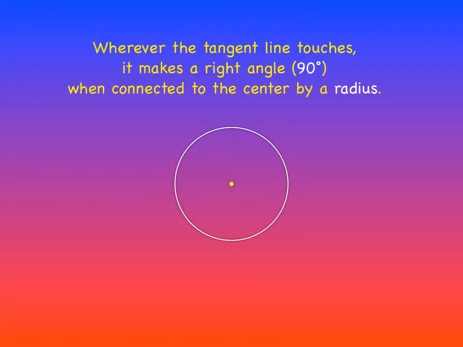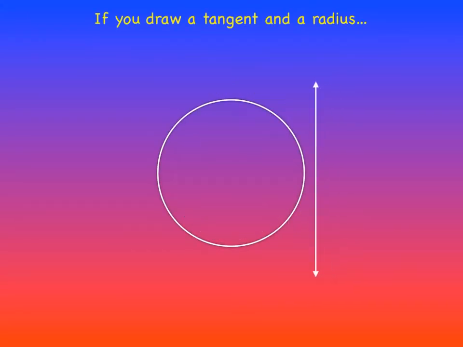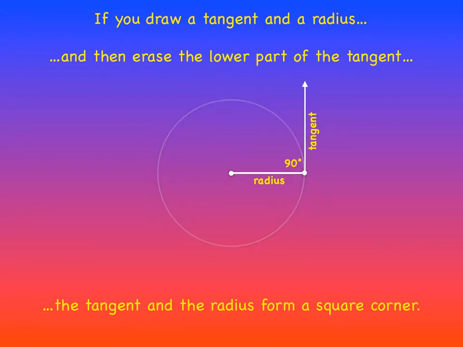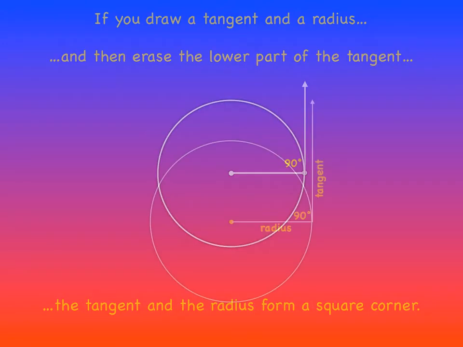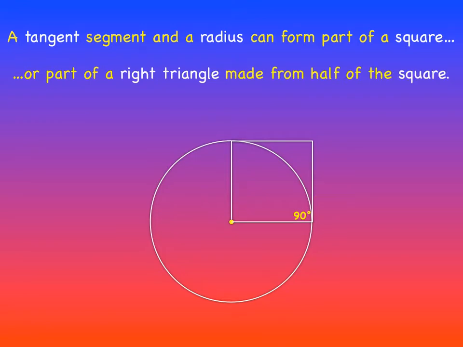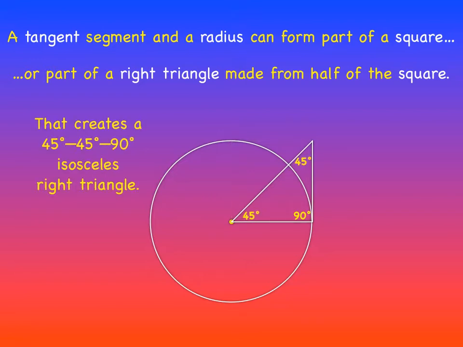Wherever the tangent touches, it makes a right angle when connected to the center by a radius. If you draw a tangent and a radius, and then erase the lower part of the tangent, the tangent and the radius form a square corner. A tangent segment and a radius can form part of a square, or they can form part of a right triangle made from half of the square. And that would give us a 45, 45, 90 degree isosceles right triangle.